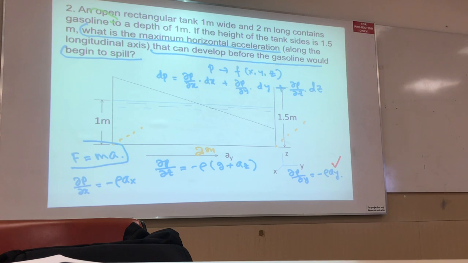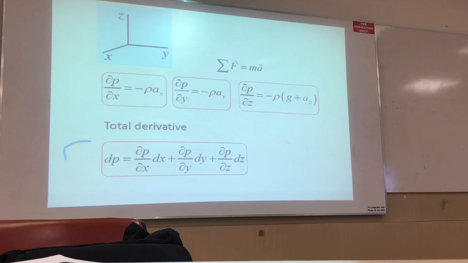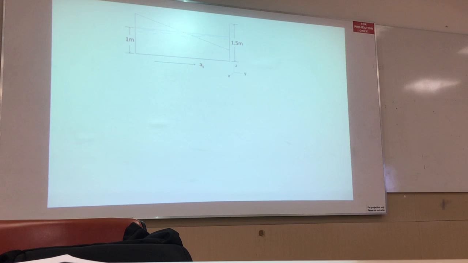Alright? So now I show you the theory from your textbook. Delta P by delta X equals minus rho AX, delta P by delta Y equals minus rho AY, delta P by delta Z equals minus rho (G plus AZ). And this is the total derivative. Delta P by delta X, all these are the same, right?